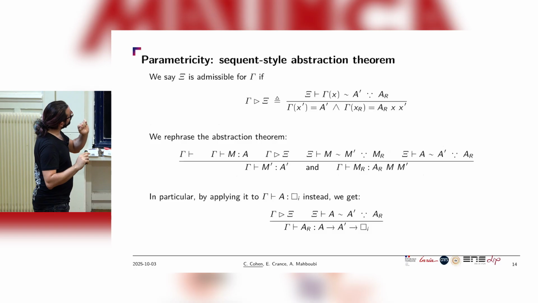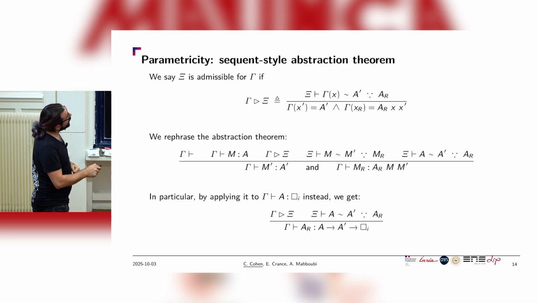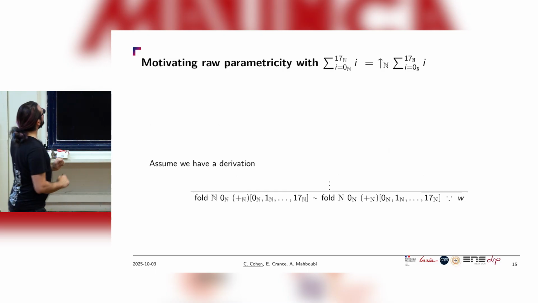And the abstraction theorem can be re-expressed as: if two terms M and M prime are related by MR, then MR is a witness that M and M prime are related by the relation arising from the type of M. Okay. Bear with me 5 more minutes.